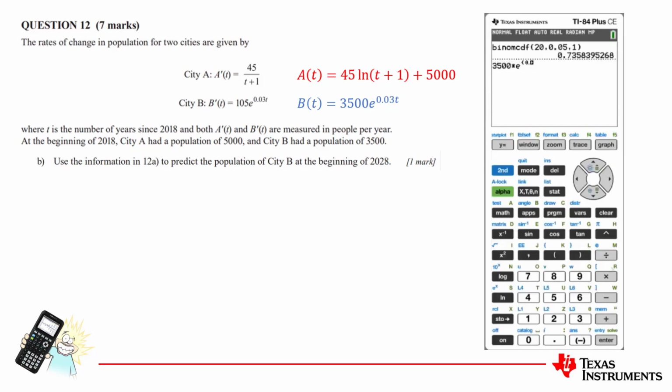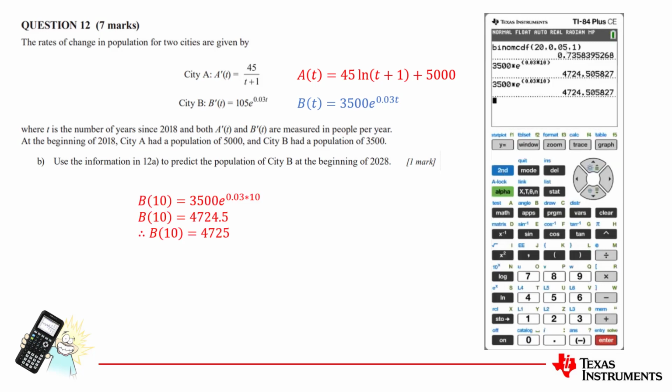So we're going to have 0.03 times 10. We can see there 4,724.5. And I would round that up to 4,725 altogether, because we can't have 0.5 of a person.